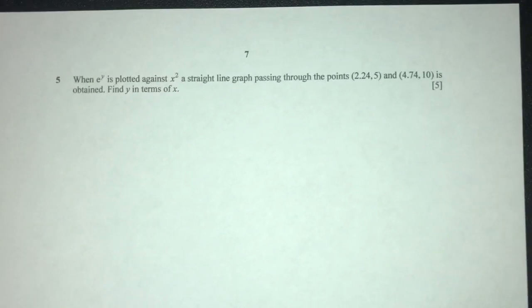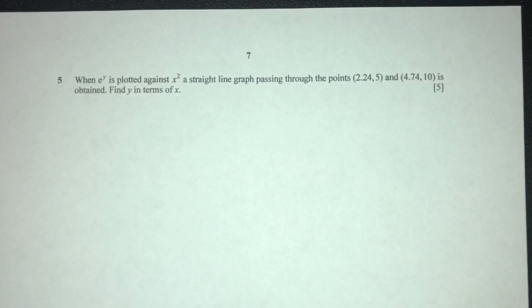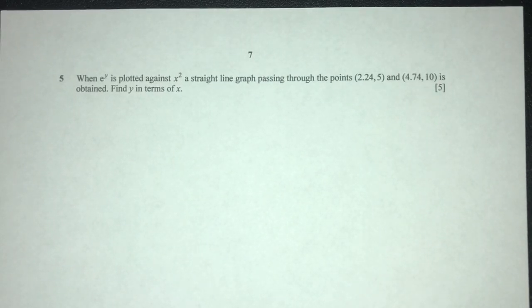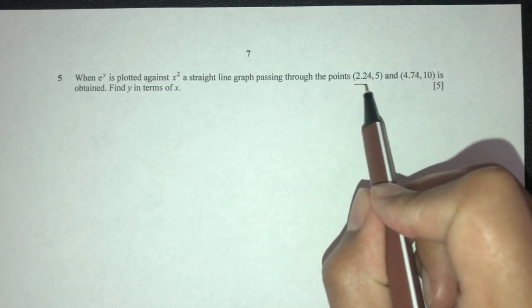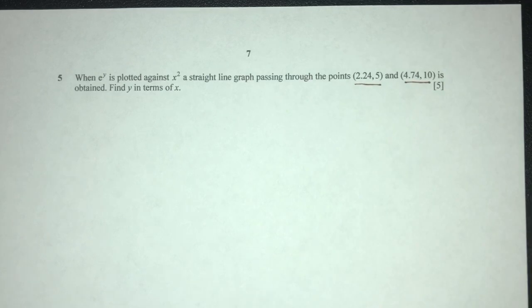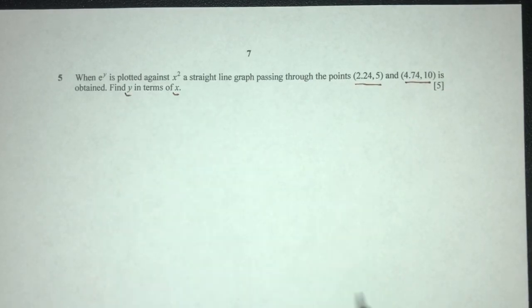Now let's move on to question number 5. So here what do we have? When e power y is plotted against x squared, a straight line graph is obtained passing through those 2 points. Now we have to use that to find y in terms of x. Again, it is just a linear law. We have to understand what's happening, right?